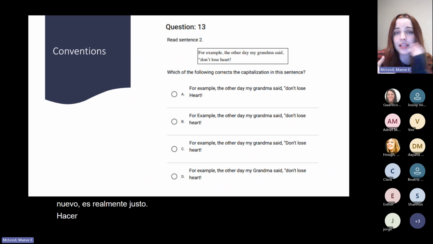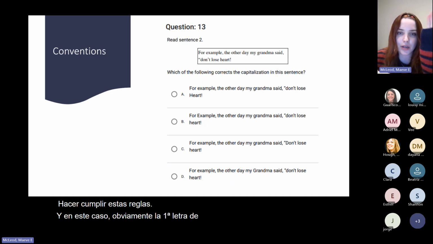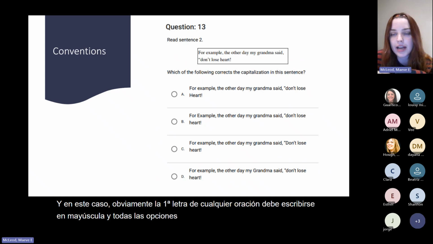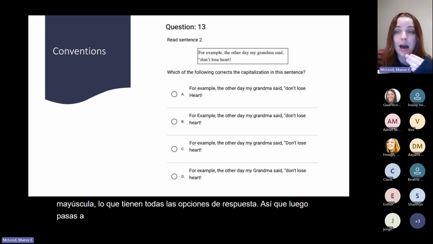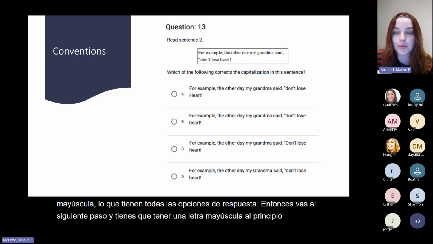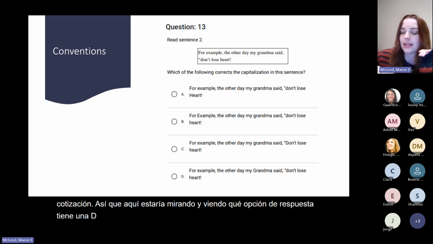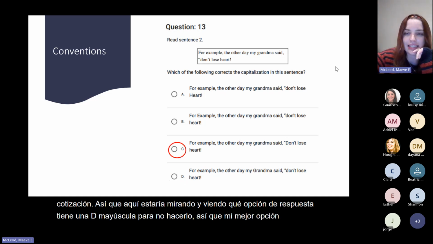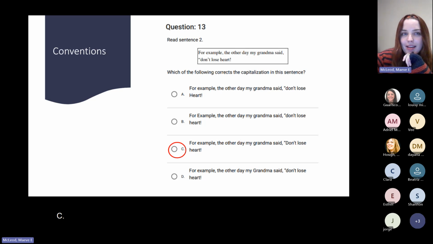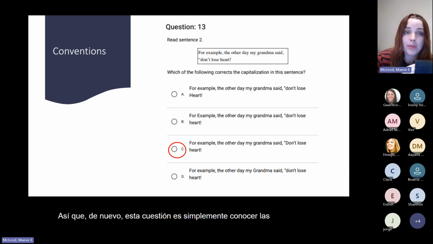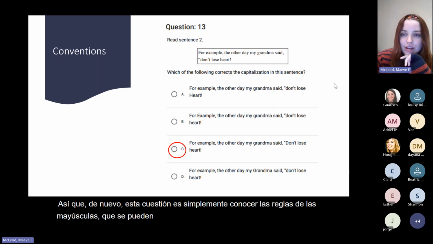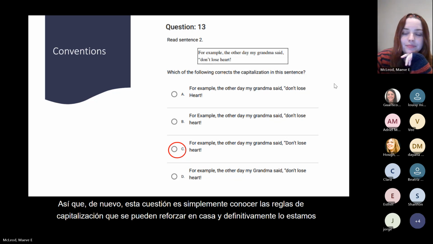And in this case, obviously the first letter of any sentence needs to be capitalized, which all of the answer choices have. So then you go to the next step, and you have to have a capital letter at the start of a quotation. So here I would be looking through and seeing which answer choice has a capital D for don't. So my best answer choice here is C. So again, this question really is just knowing the rules of capitalization, which can be reinforced at home, and we are definitely reinforcing it at school.